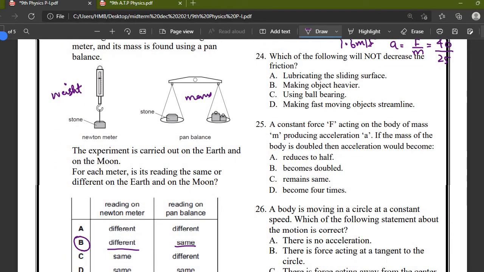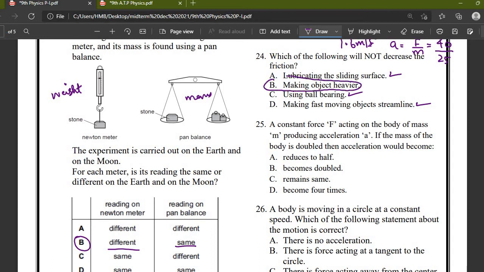Which of the following will not decrease the friction? Using a ball bearing will decrease the friction. Making a fast moving object streamlined will decrease the friction, while lubricating the sliding surface or oiling will also decrease the friction, except for making an object heavier. So this will increase the force of friction. Option B is the right answer.